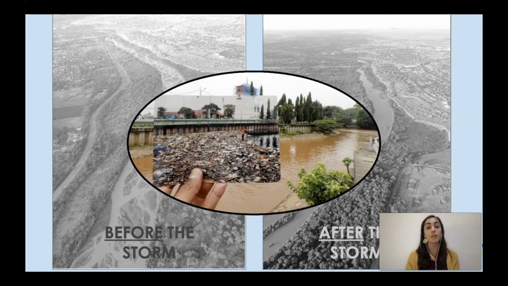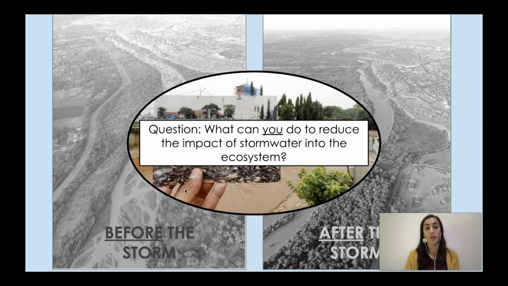You can see the river in this place during a storm season when there is a lot of precipitation happening. You can also see some of the consequences when this water finally flushes downhill, and you can see what might be left under it. So something to keep in mind. Based on that, what do you think you can do to reduce the impact of storm water on an ecosystem?